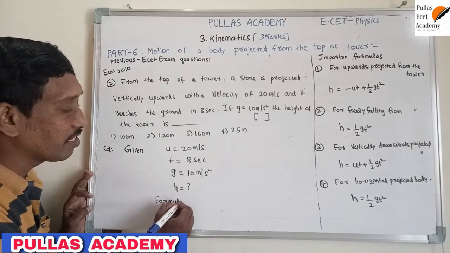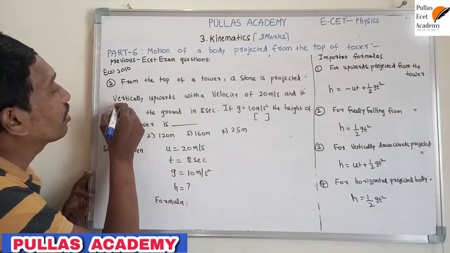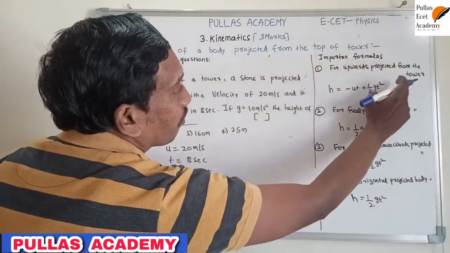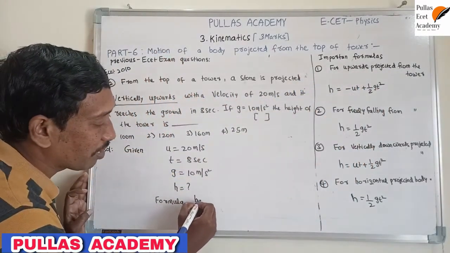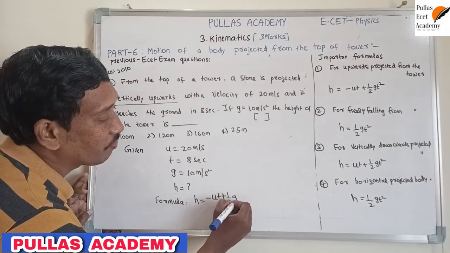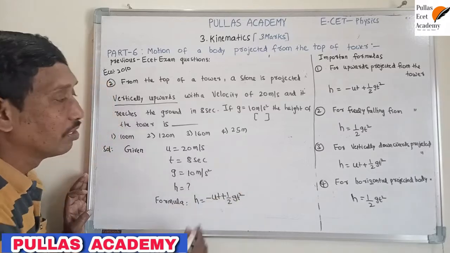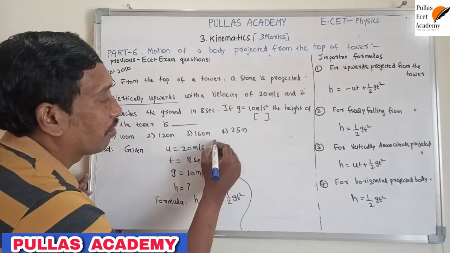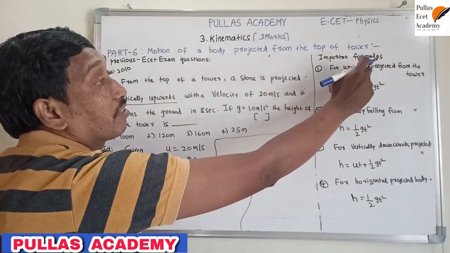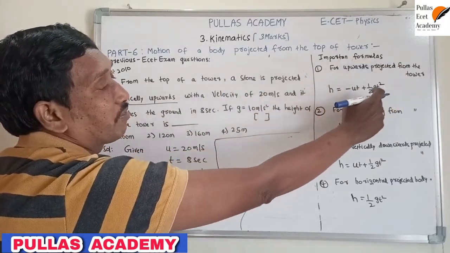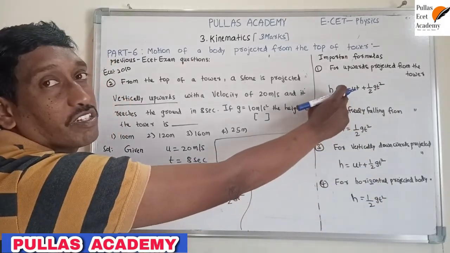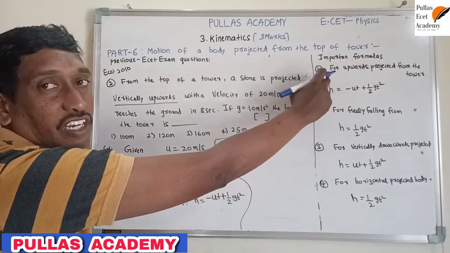What is the formula? Here it is projected vertically upwards from the top of the tower. For a vertically projected body from the top of the tower, use the same formula: h is equal to minus ut plus half gt square. Okay? So use this formula. Maximum times questions are asked when the body is projected vertically upwards from the top of the tower. Special cases come sometimes only, but mainly the question is asked on this. You have to concentrate here.